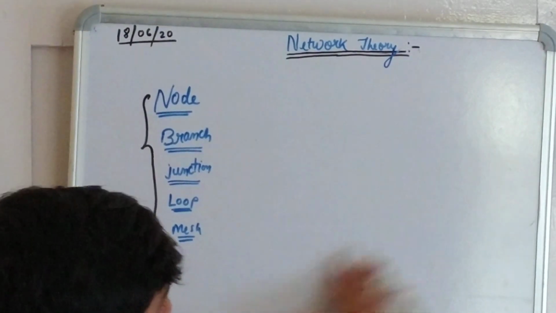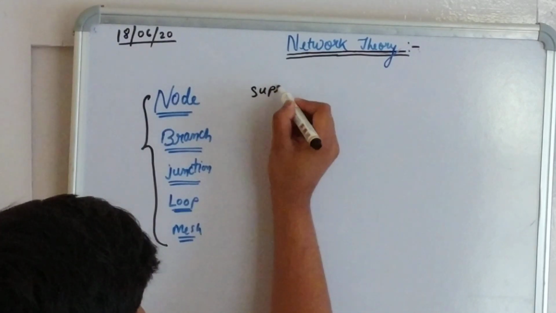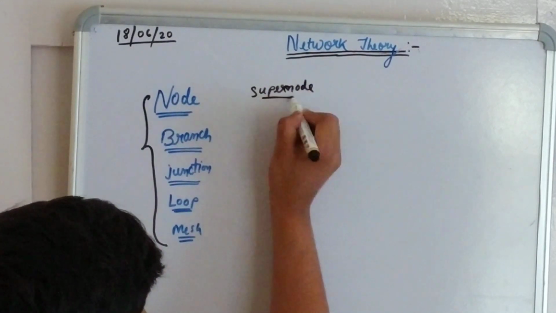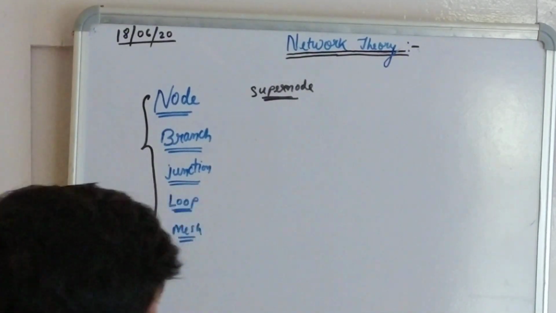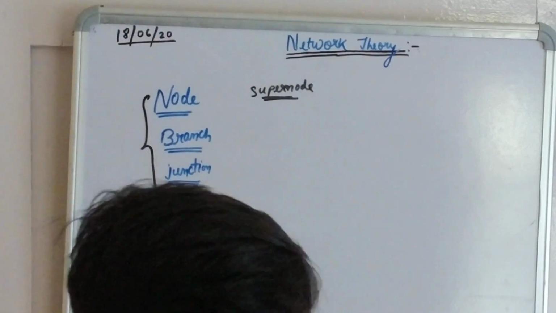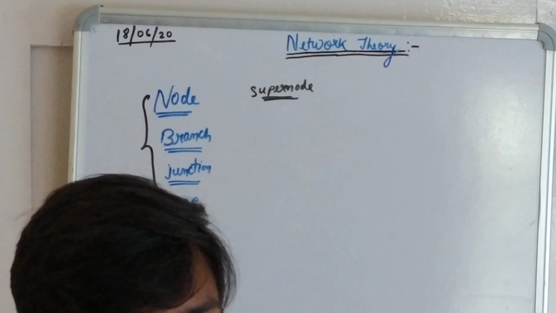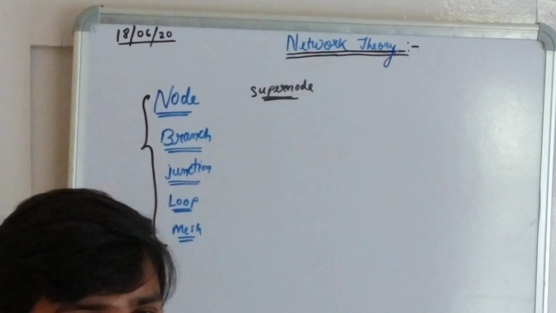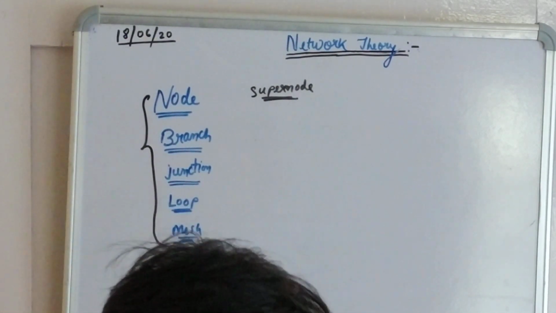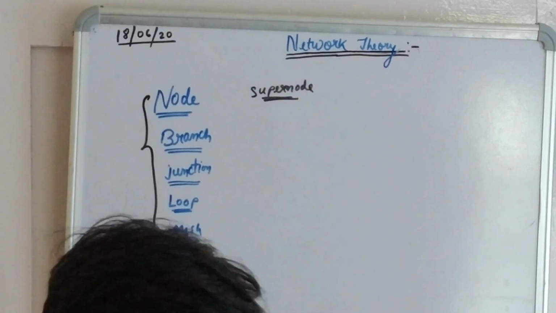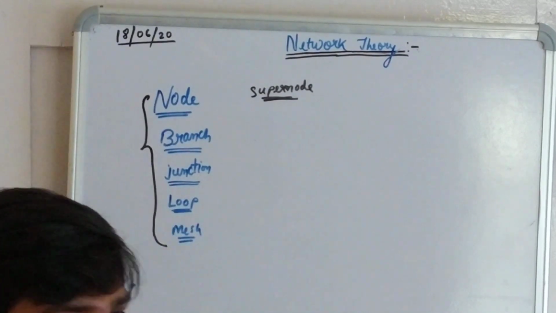Sorry, before that I have to discuss one more point. That's a super node. Now what is a super node? Listen carefully. If one voltage source comes in between two nodes and no resistance is connected with that voltage source, then it is known as a super node.